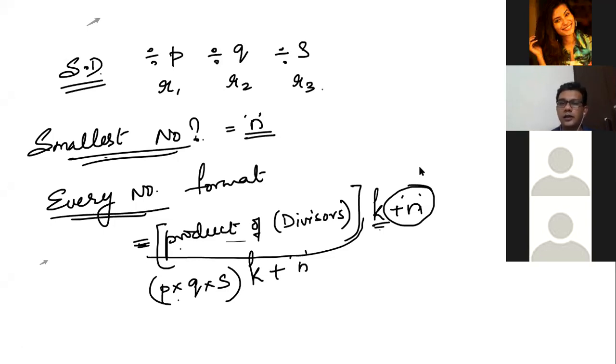Sir, can you repeat again the last one? Sorry, I didn't understand what you said. Can you repeat? Sir, if we have to find the smallest number, then what do we have to take? Just a minute, just a minute. There's some person who typed in.